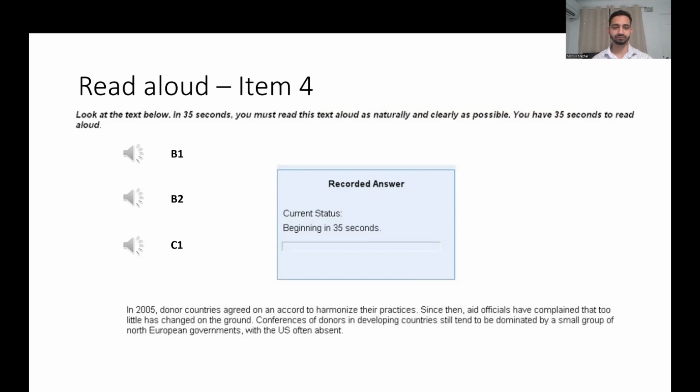Let's look at B2. In 2005, donor countries agreed on an accord to harmonize their practices. Since then, aid officials have complained that too little has changed on the ground. Conferences of donors in developing countries still tend to be dominated by a small group of North European governments, with the US often absent.